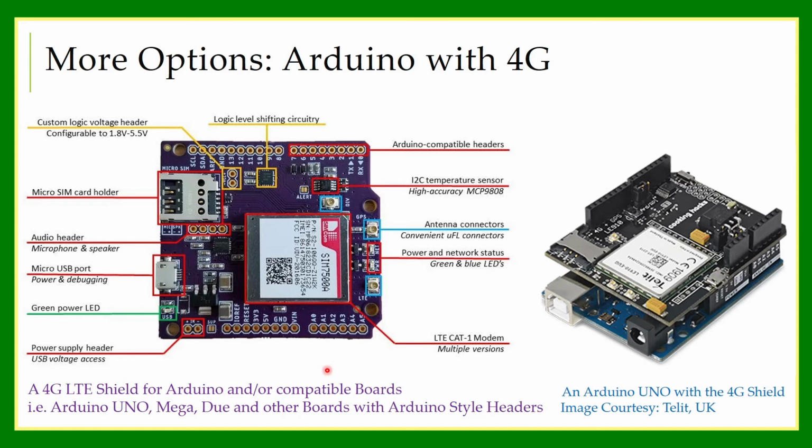And here are more options. Arduino with 4G. As you can see, this module, these are called shields. If you connect this shield on your Arduino, then your Arduino gets 4G. Similarly, there are other modules that provide other connectivity options such as Wi-Fi or Bluetooth, etc. So choose your microcontrollers accordingly, whichever is available to you.